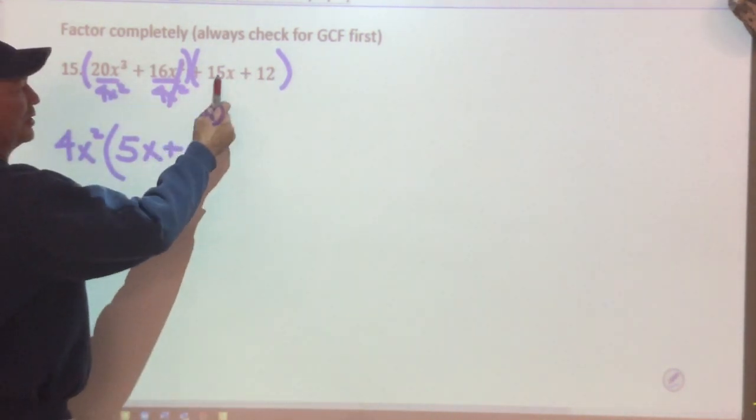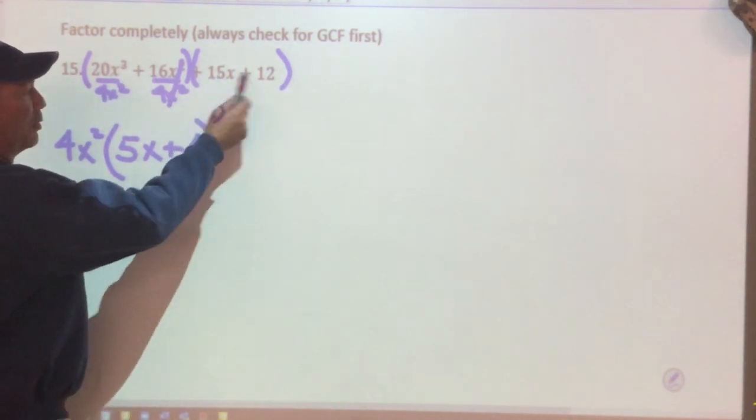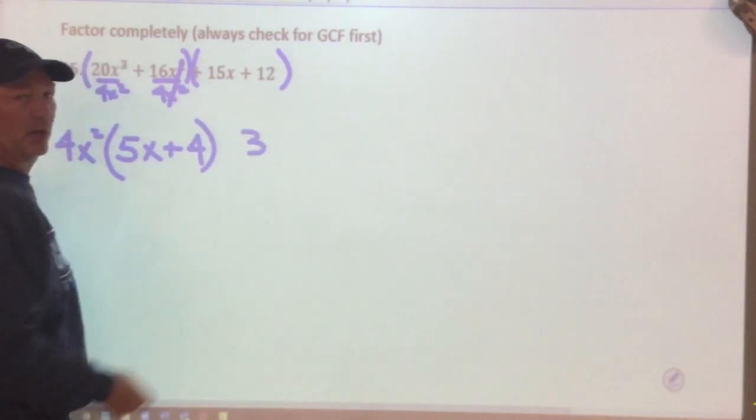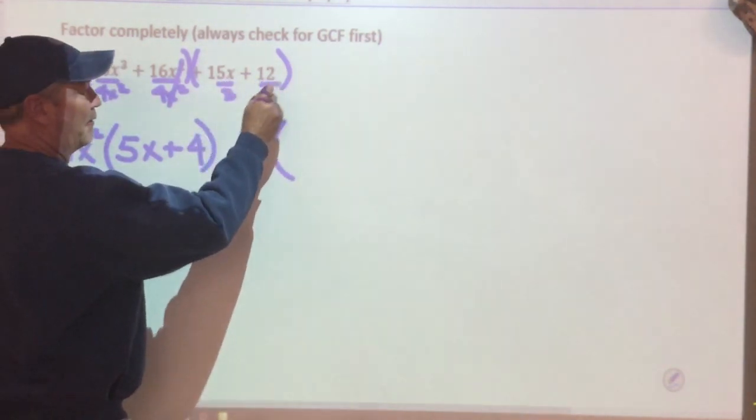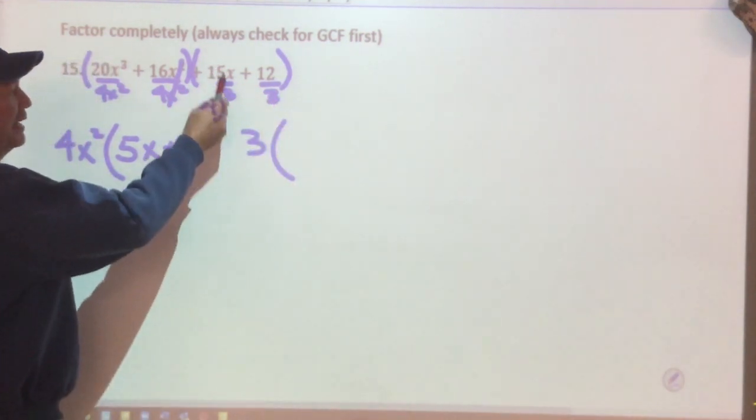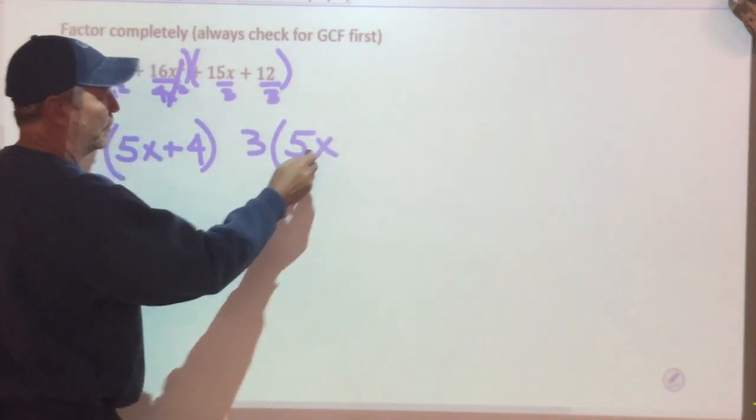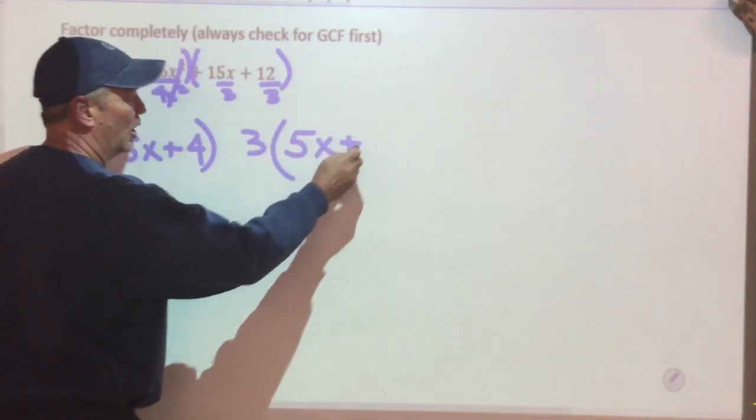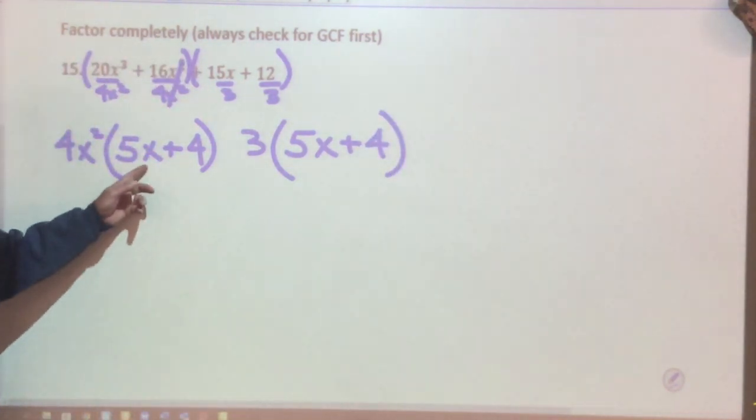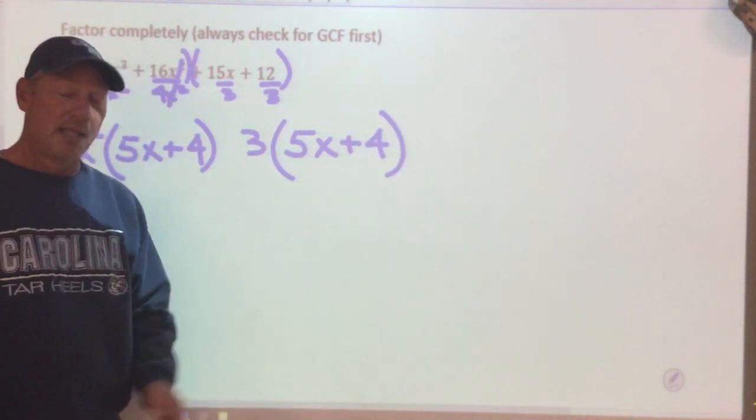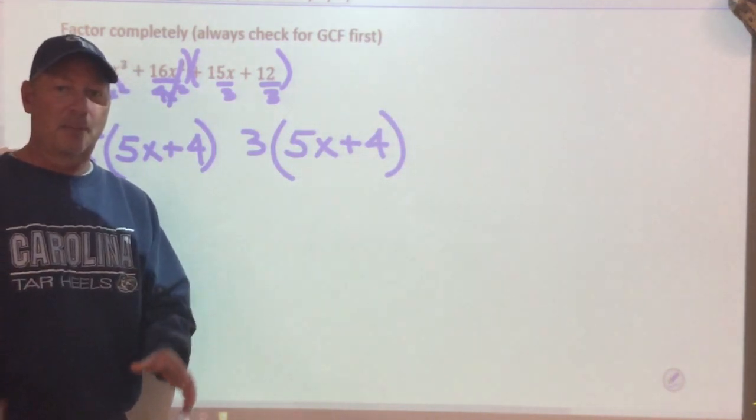In the second parentheses, I'm looking for a greatest common factor. I see that the number 3 can go into both of those. I start my parentheses. I divide by 3. I divide by 3. 15 divided by 3 is 5. I bring down the x. Plus 12 divided by 3 is 4. Do my parentheses match? Whew. That's a good feeling. When my parentheses match, that makes me feel like I'm doing something right.